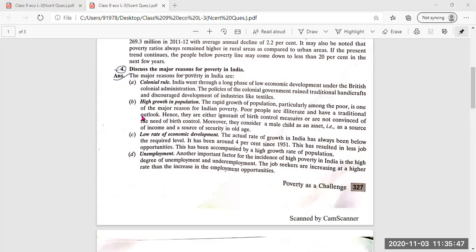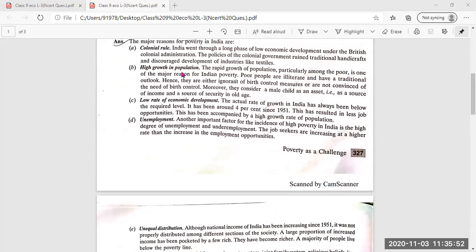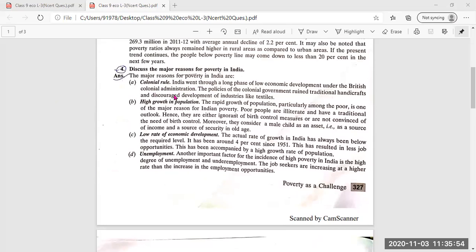Next, fourth question: discuss the major reasons of poverty in India. This we have discussed in detail when I was teaching you the lesson. So, discuss the major reasons of poverty in India. The major reasons are colonial rule, that is, India went through a long phase of low economic development. A long phase means a long stage of low economic development under the British colonial administration, when we as Indians were under the supremacy of Britishers.